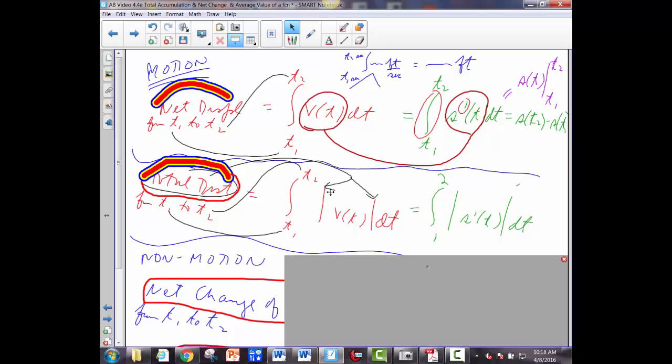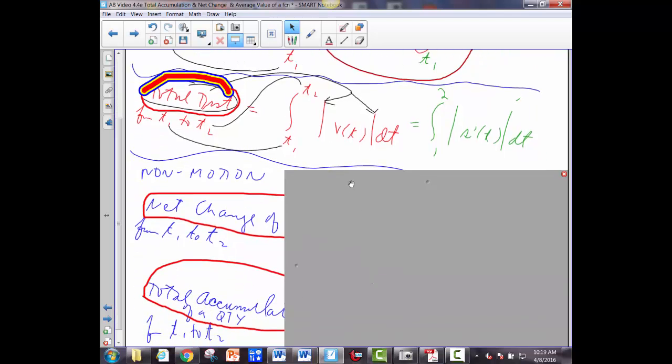So it'll be the integral from time 1 to time 2 of the absolute value of v of t, which is the absolute value of s prime of t. Okay? So net displacement, just integrate the derivative of what you're looking for. Displacement is position, so we integrate the derivative of the position, which is velocity. Total distance, I need the absolute value.